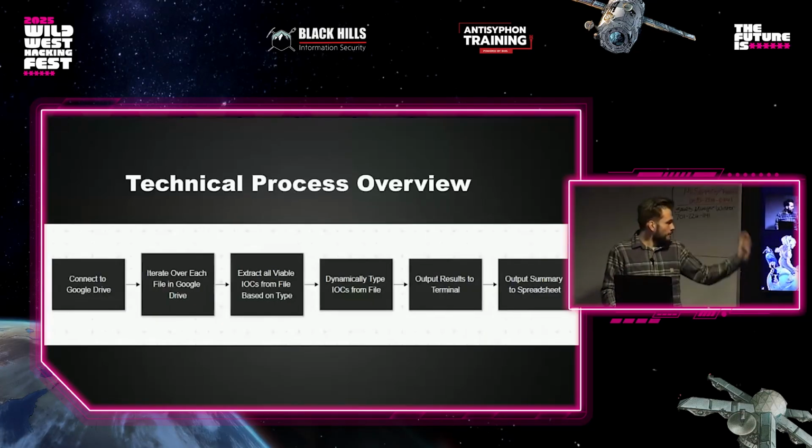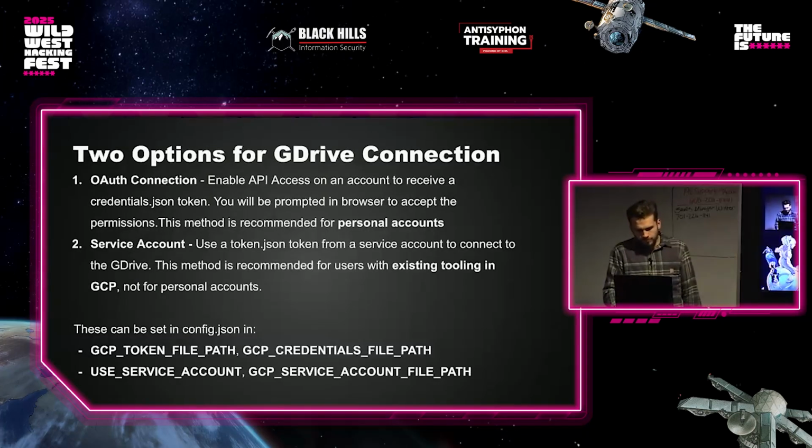Here's the general flowchart of how this thing works. Really, all it does is connect to a G drive, pull it down, rip through it, look over the lines, try to dynamically parse IOCs out of the raw text, and then output it to a terminal, and then output it to a spreadsheet for analysis. Pretty simple stuff. I'm going to go over some of the options that you have with this tool before I get into the demo, just so you know what the configurability is here.